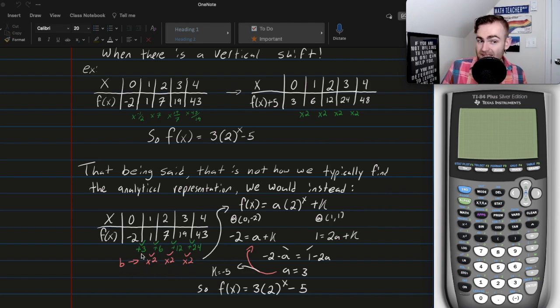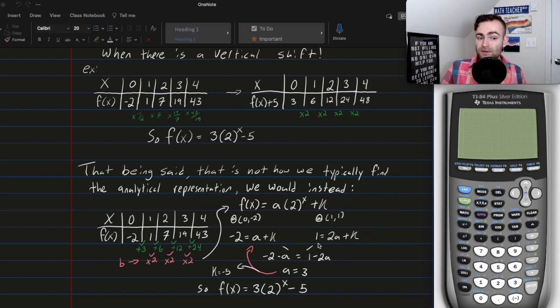So that's what our b is. Our b is going to be 2. So we have a function in the form of f of x equals a times 2 to the power of x plus k. How do I figure out what a and k are? Well, I could take some points, plug them into x and f of x, and make a system of equations. I took the points (0, -2) and (1, 1), plugged them into the function, and I got -2 equals a plus k, and 1 equals 2 times a plus k.